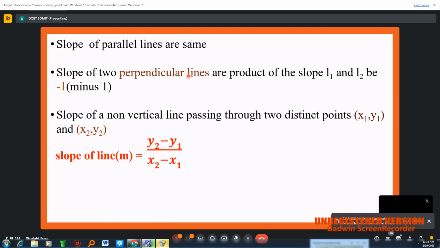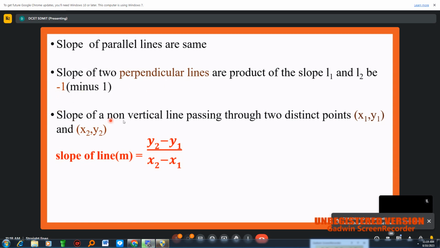And for two perpendicular lines, we take the product of the slopes L1 and L2, where L1 is the slope of the first line and L2 is the slope of the second line. If you multiply the slopes of two perpendicular lines, you should get -1. For example, if the slope of the first line is m1 and of the second line is m2, then m1 into m2 is -1.